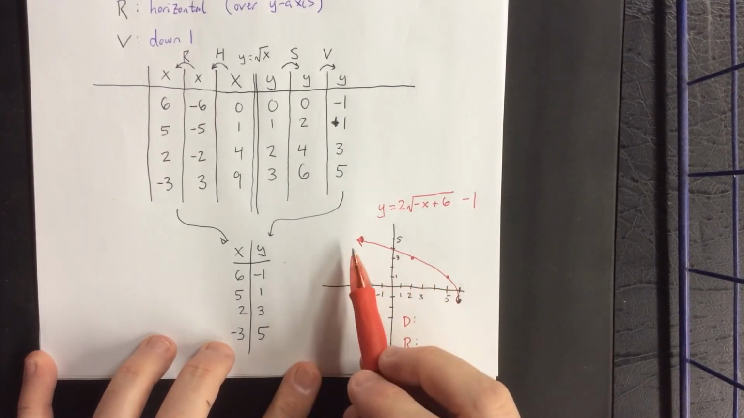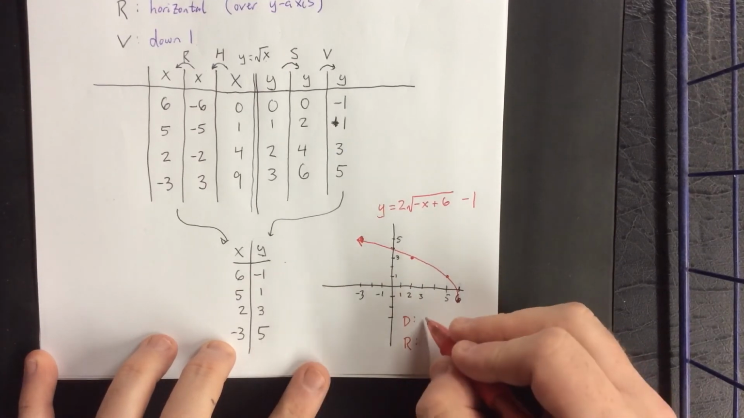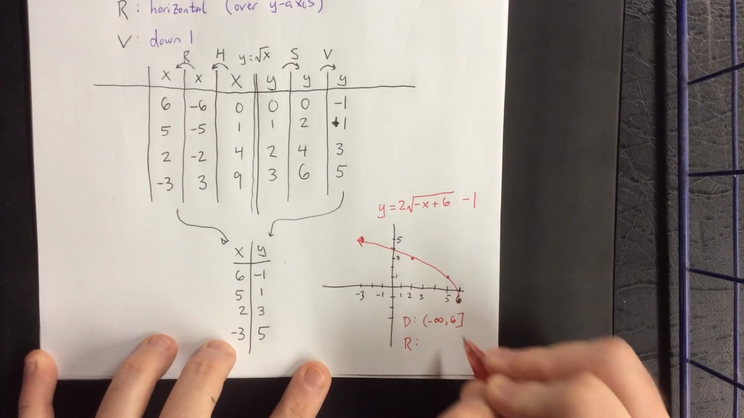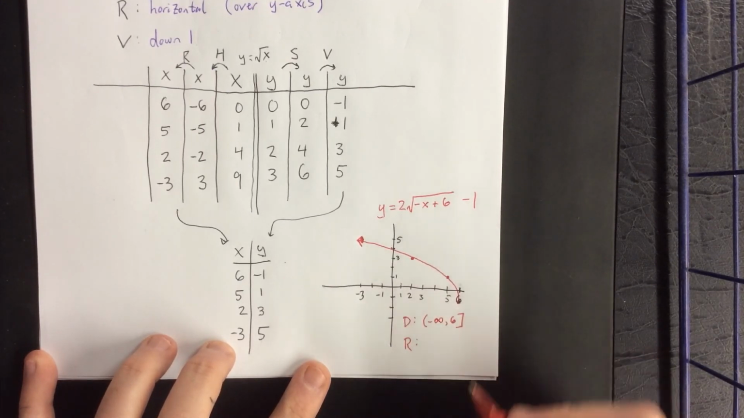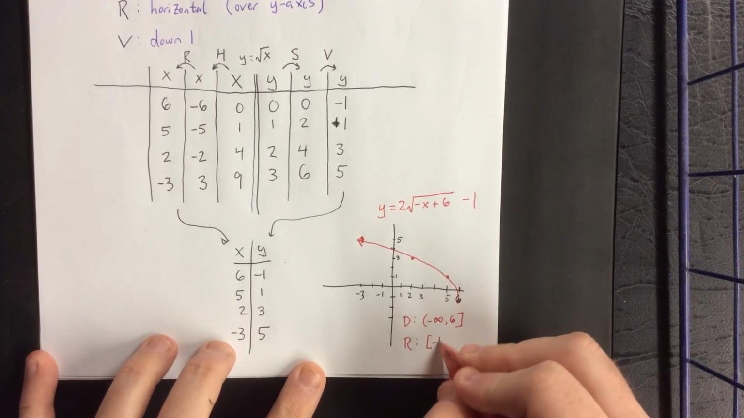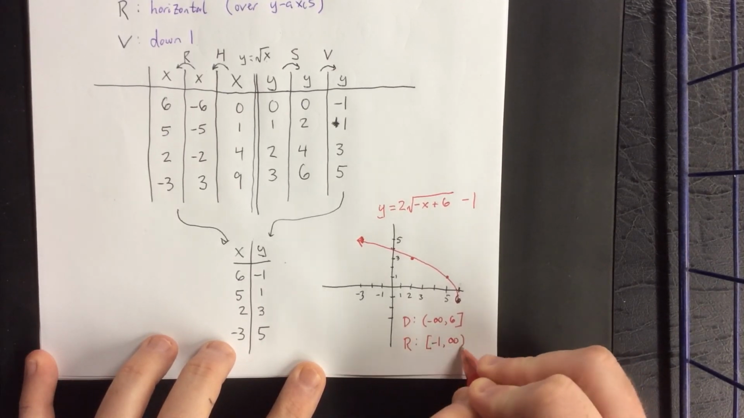I notice that because of the arrow to the left here, terminating at 6, domain is going to be from negative infinity up to positive 6. We actually hit 6, so we use the square bracket there. For the range, we go as far down as negative 1 and as far up as positive infinity.